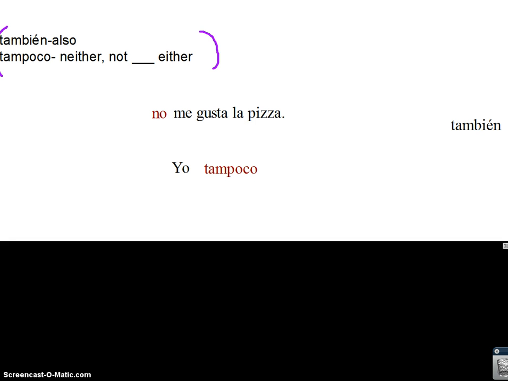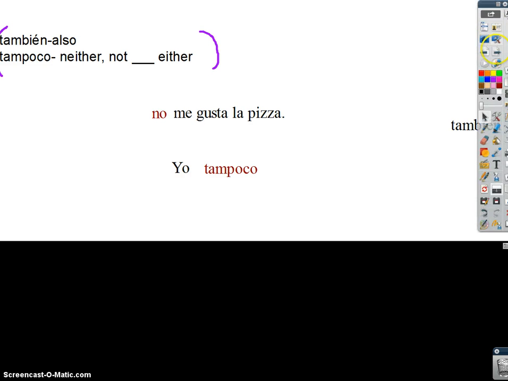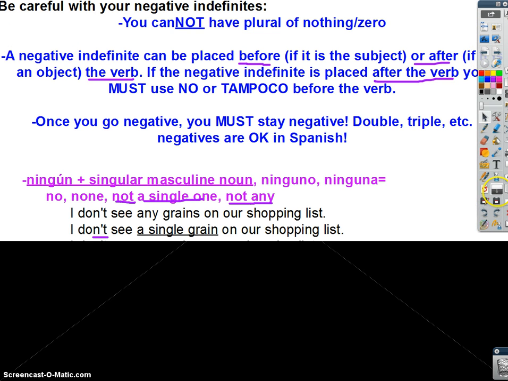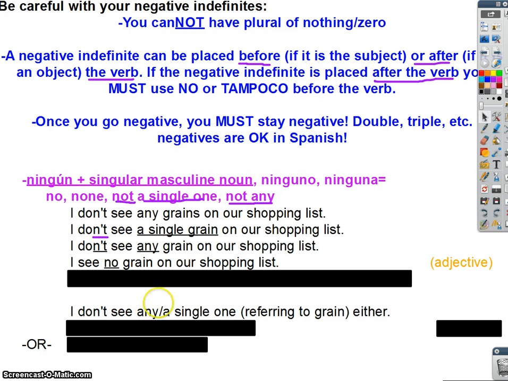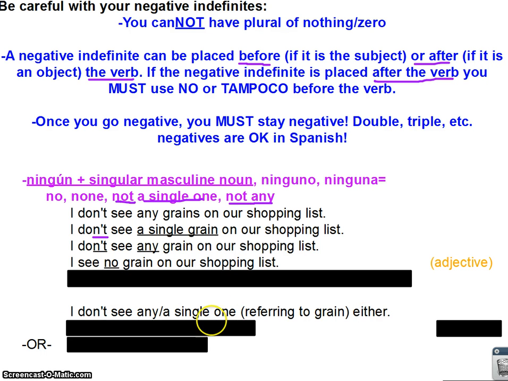And that's just something you should be aware of as we continue on with your indefinites. That will help you with our example sentences here. I don't see a single one either, because it's don't. What you're really saying is neither. So just something to think about.